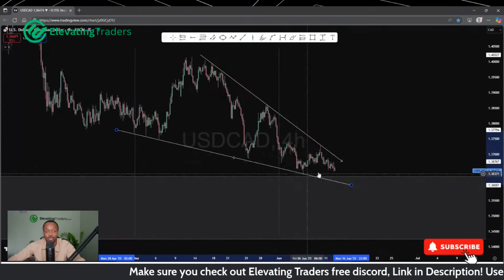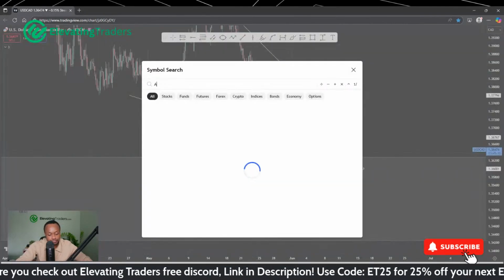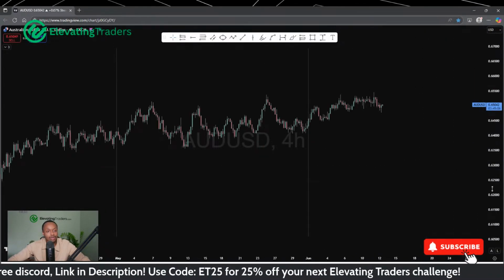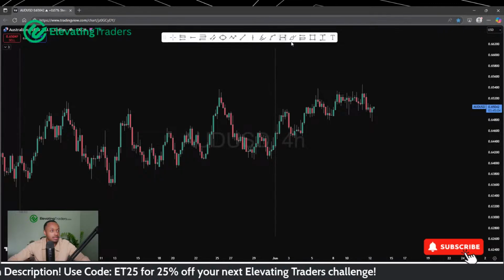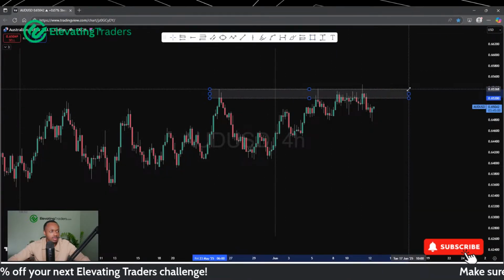Just have to keep monitoring price and keep a lookout for some entries. Aussie dollar, I'm still looking for a push down. Still a little bit flat for me. I was contemplating some entries off the back of, it's actually off the back of CPI.